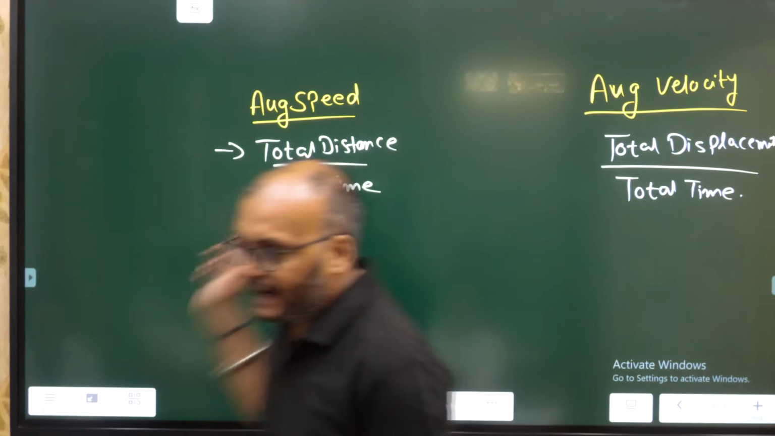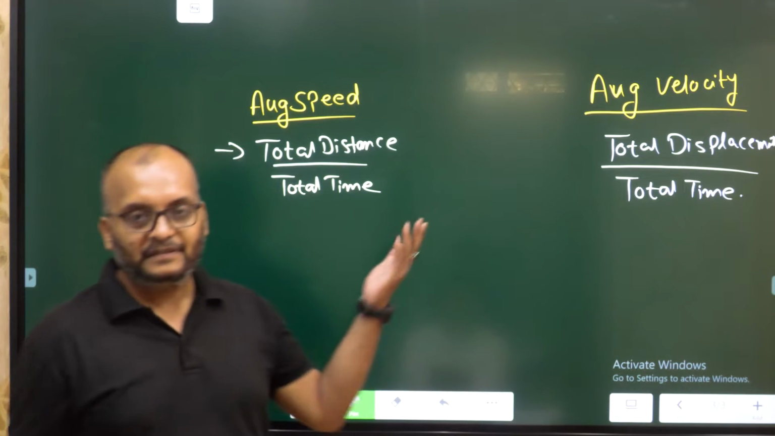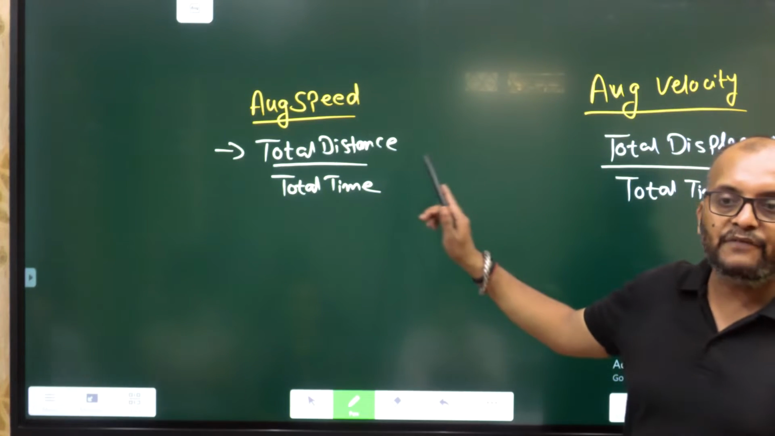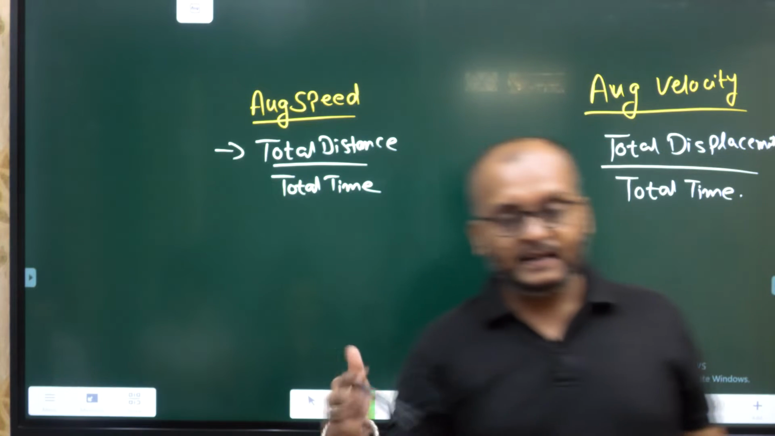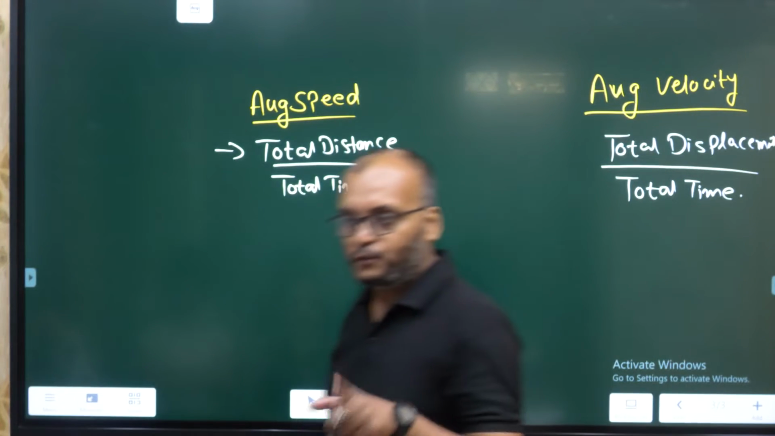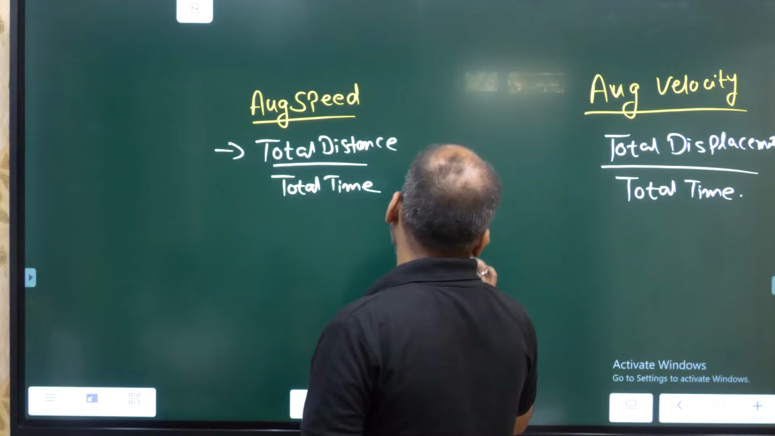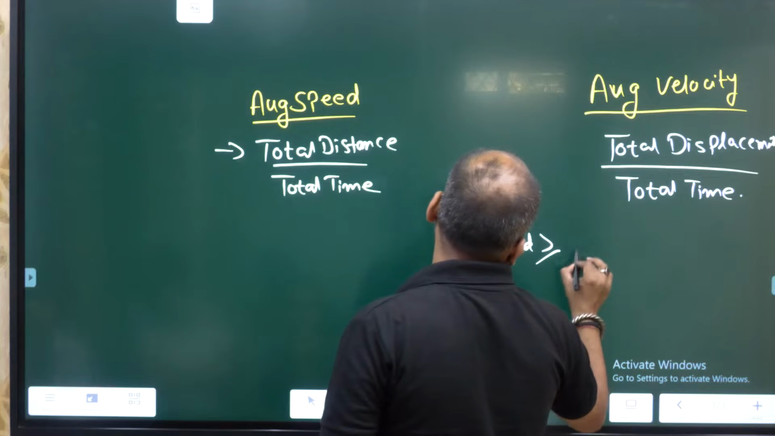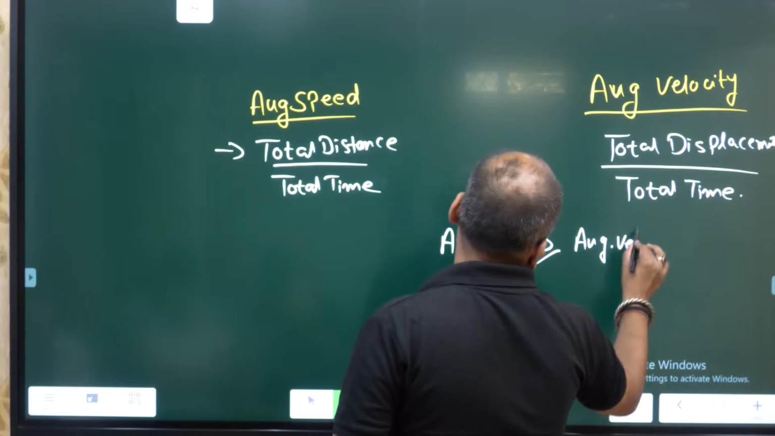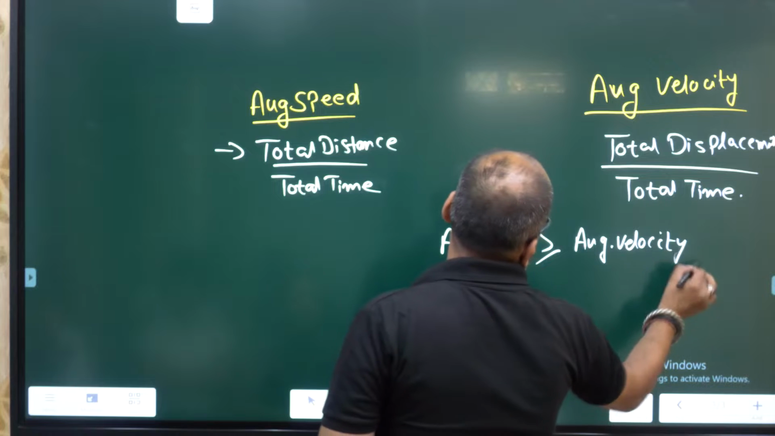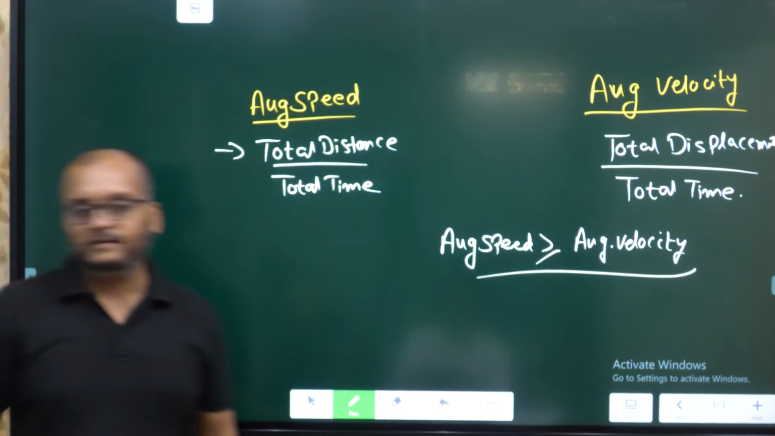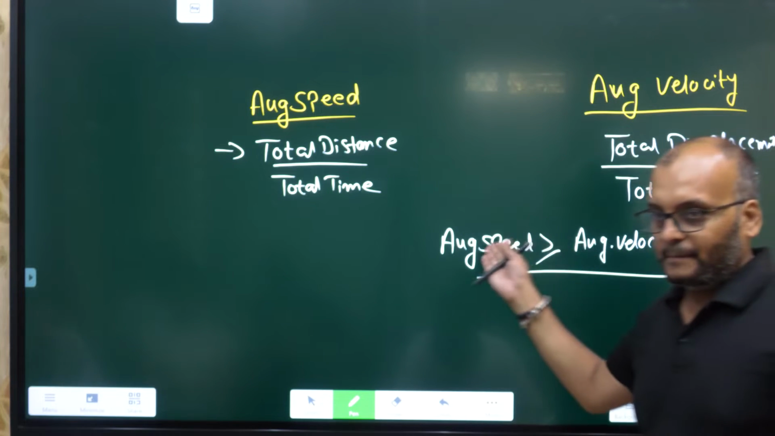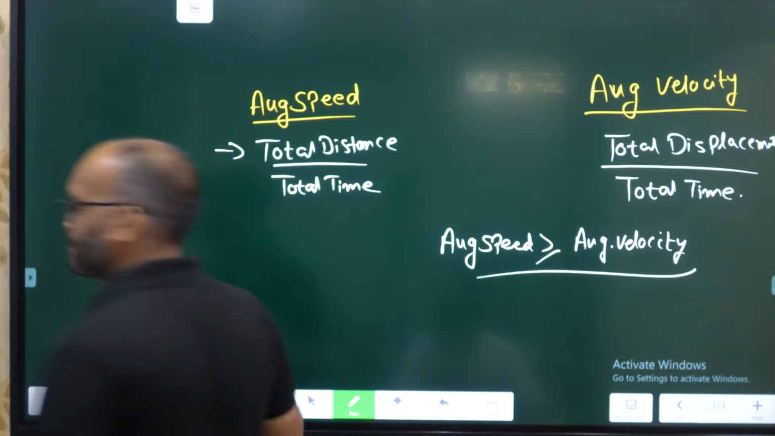Please see, time is one and the same thing, okay? Then which is the distinguishing factor? Distance and displacement, and distance was always greater than or equal to displacement. So I can say that average speed will always be greater than or equal to average velocity. Note it. These are past year questions: distance, displacement, average speed, average velocity.